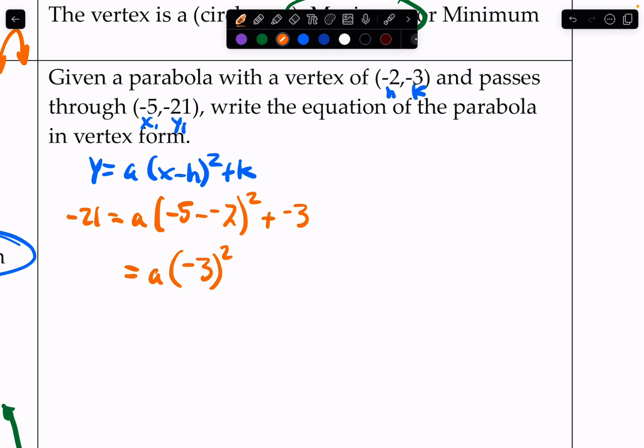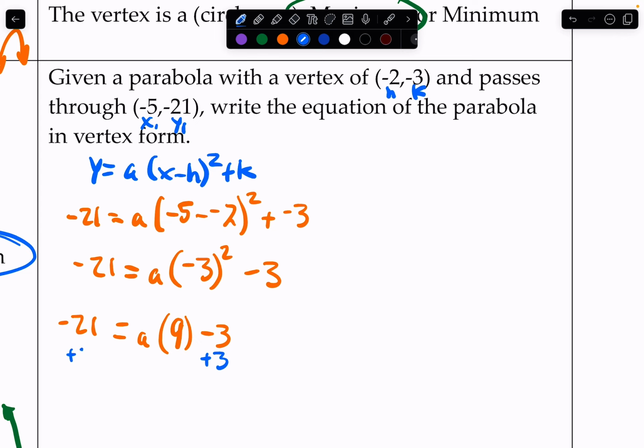Still got an a value out here. Still got negative 21 hanging out. I'm going to go ahead and change that to minus 3. Plus a negative 3 is the same thing as minus 3. Negative 3 squared is 9. So I've got a times 9 minus 3 equals negative 21. And we can start to work this out.